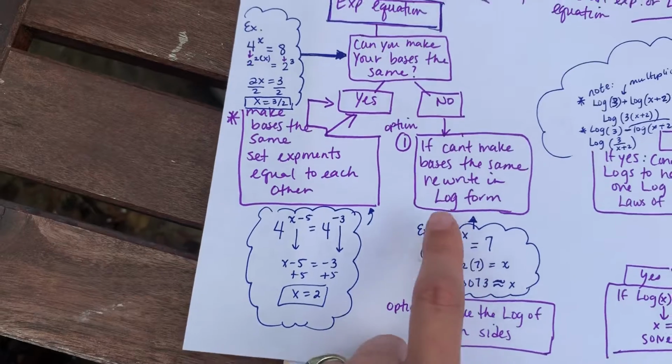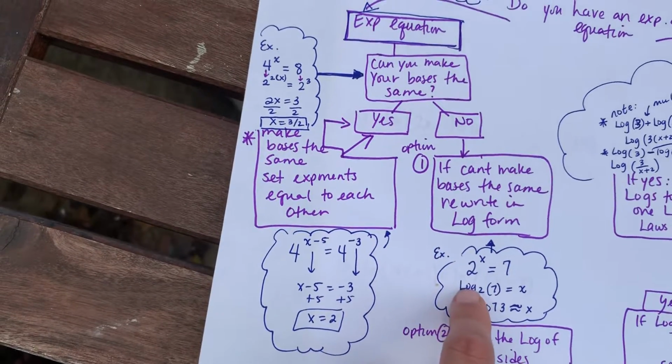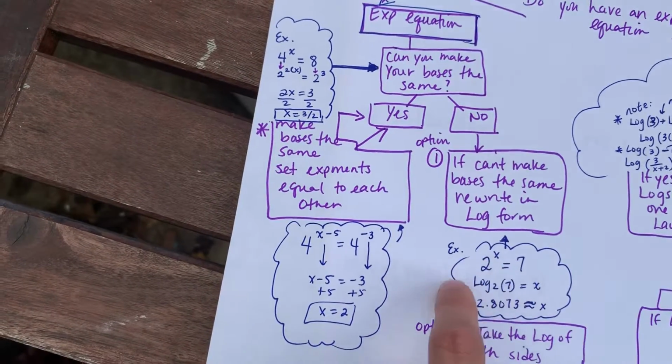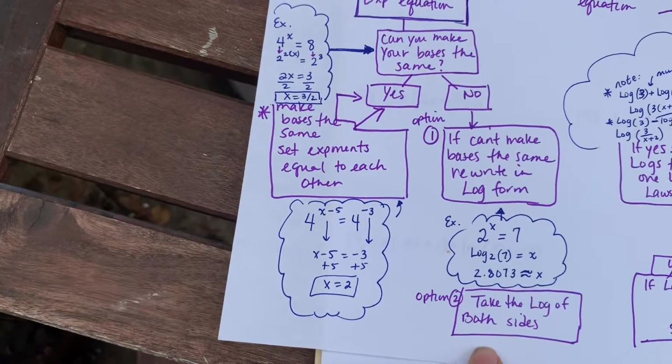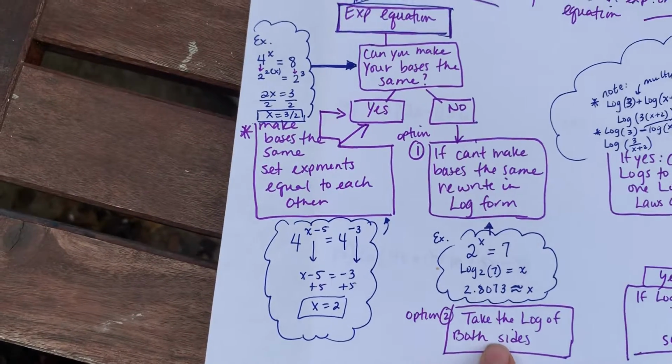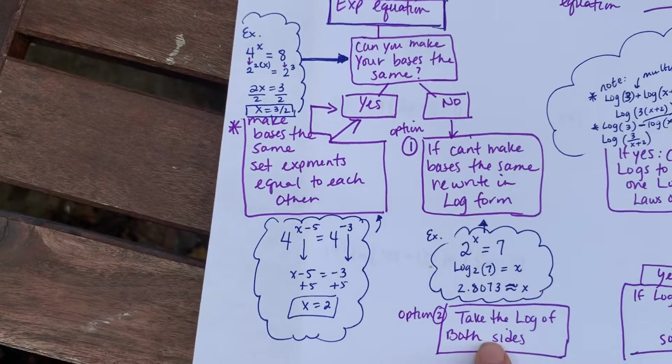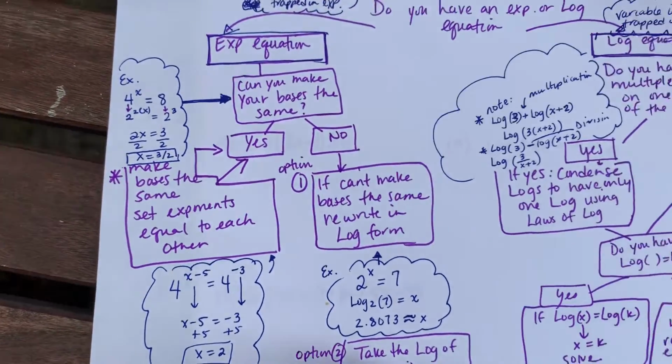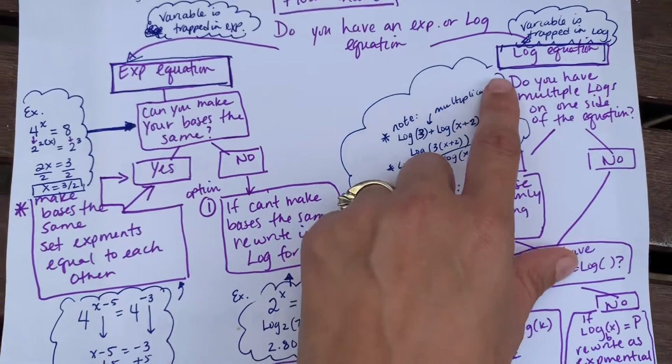If you still say no and you can't rewrite it in log form because you have a variable trapped in both of the exponents, then you need to take the log of both sides. But we didn't really explore this too much in this class, so I think it's okay that I don't have an example of that.